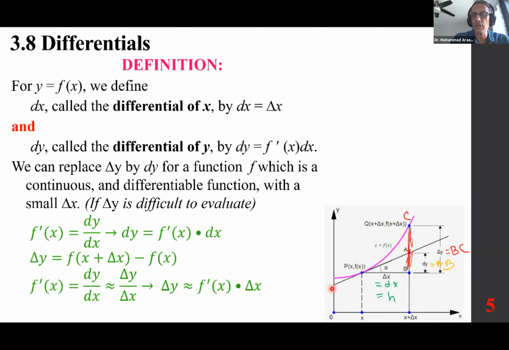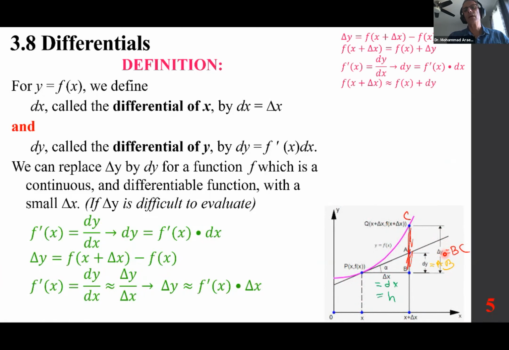It is the rise along the tangent line. And dy is precisely f prime of x dx. So we can replace delta y by dy as long as delta x is small. The smaller the delta x, the closer the two values. Take a look, dy and delta y are completely different, but the smaller this value, the closer those are. So this is the precise definition of delta y.